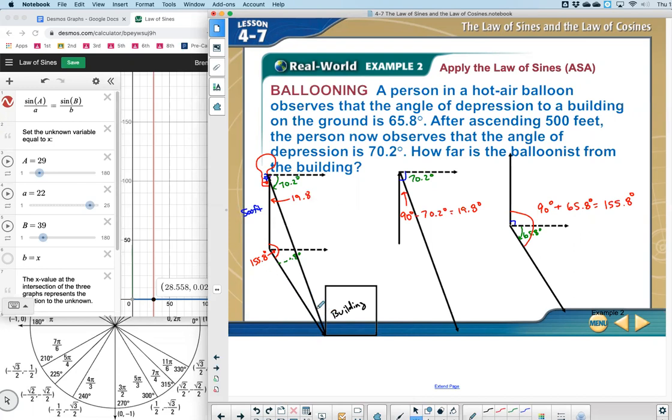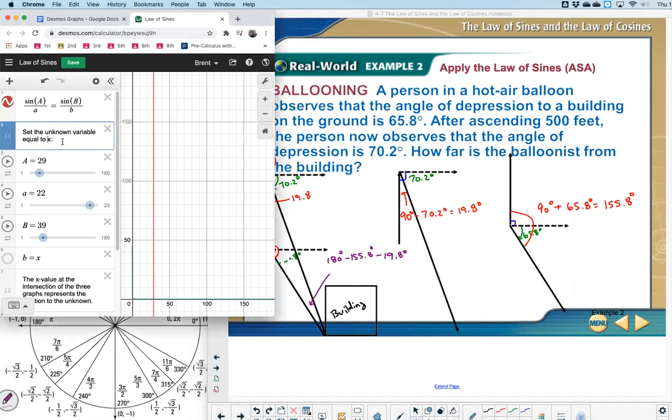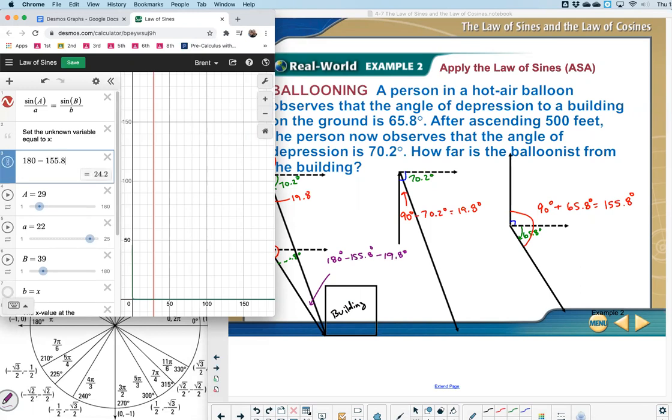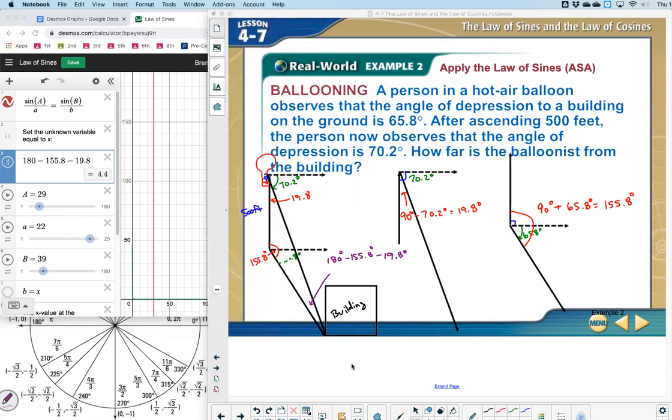What I can do to find this last little angle down there is subtract from 180. This angle right there is going to equal 180 minus the 155.8 minus the 19.8. If you have your calculators, you can start to plug those in. I'll come over to the right and I'm going to type these in. Excuse me, I said right and I went left. That's ridiculous. All right, go over to the left side of your screen. I'll type this in. I'm getting 4.4 degrees left over.